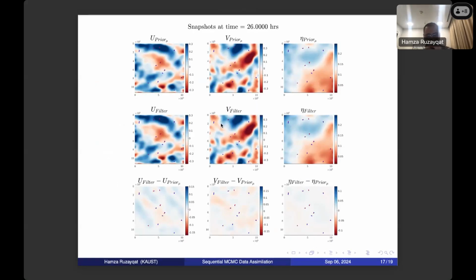This is a snapshot of the simulation. U prior here: because we have real data, we don't know the reference, so we just ran the forward model 50 times, took the average and called it the prior. Then we compare the filter against the prior, and these are the errors.